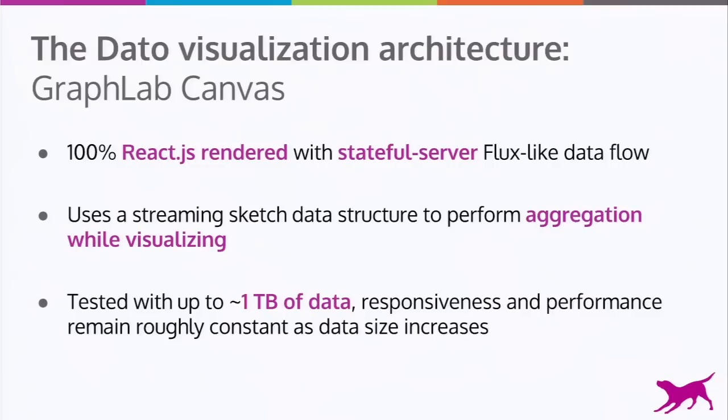So I want to talk about the visualization architecture that we have at Dato. We're calling this GraphLab Canvas. It's 100% React rendered with a stateful server like I've described, using a Flux-like data flow. We use a streaming sketch data structure to perform aggregation while visualizing. And we've tested this with up to about a terabyte of data, and responsiveness and performance remain roughly constant as data size increases. So a terabyte of data in the browser, that's pretty cool.